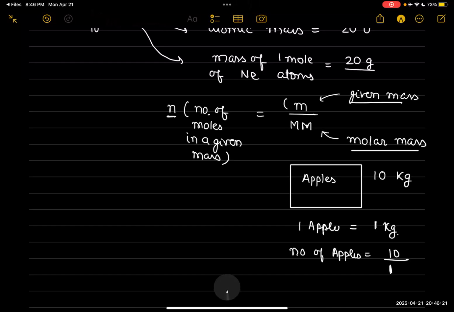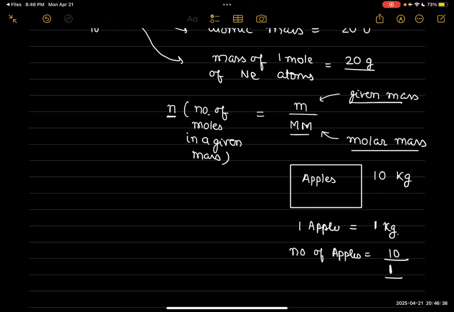Given mass in grams divided by the mass of 1 mole. There you took the mass of one apple, here you take the mass of 1 mole because you need to find the number of moles. Are you getting my point or not?